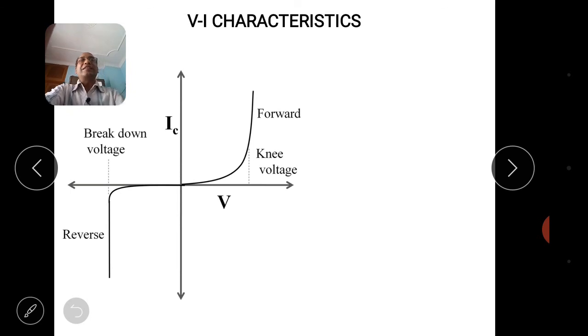This is the VI characteristics of the p-n junction diode. In this graph, we see that in the first quadrant there is forward biasing, and after the knee voltage, current starts increasing. The knee voltage for silicon is 0.7 volt and for germanium it is 0.3 volt. And in the left part of the graph we see the reverse biasing, where current is almost zero.